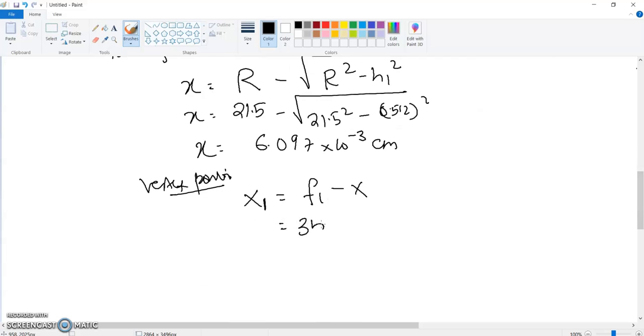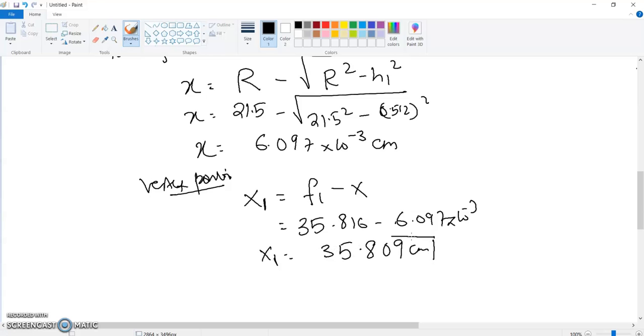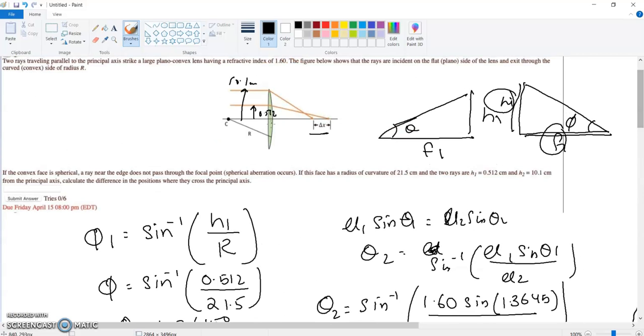F1 was 35.816 minus x, which is now 6.097 times 10 to the power minus 3. So that will give me the first spot as 35.816 minus the answer. That is 35.809 centimeters. All right, so after a lot of hard work, this is the distance that we calculate for x1, right? That's the first distance from this point to here.